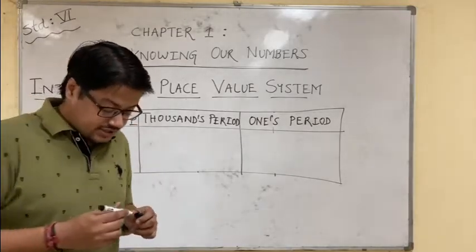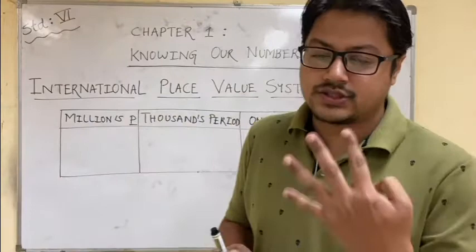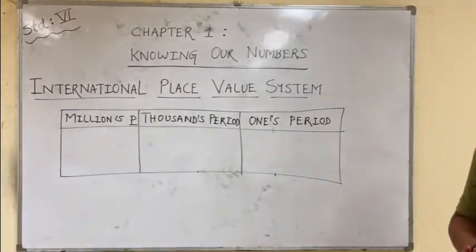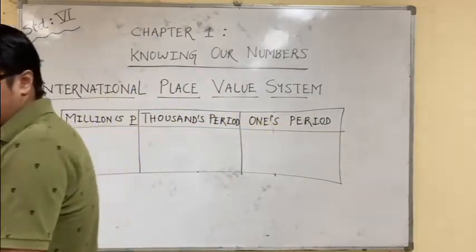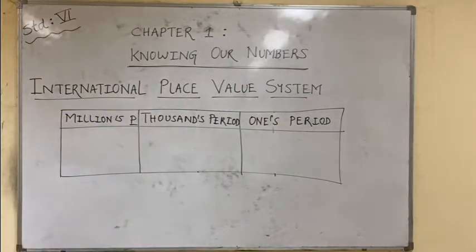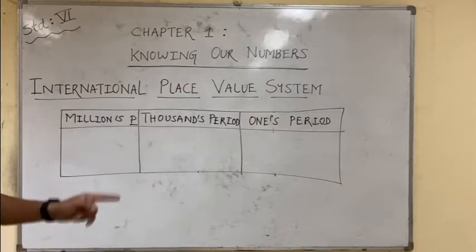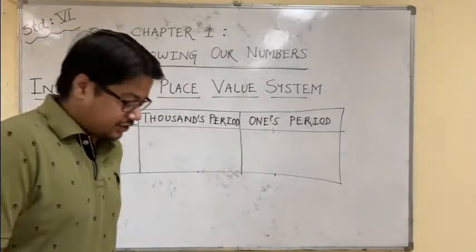So the first difference: the Indian place value system has 4 periods: ones period, thousands period, lakhs period, crores period. The international place value system will have only 3 periods. Which are those 3 periods? Ones period, thousands period and millions period.